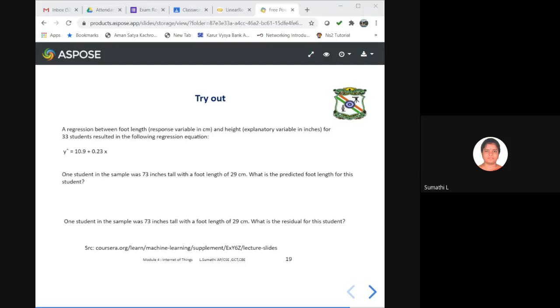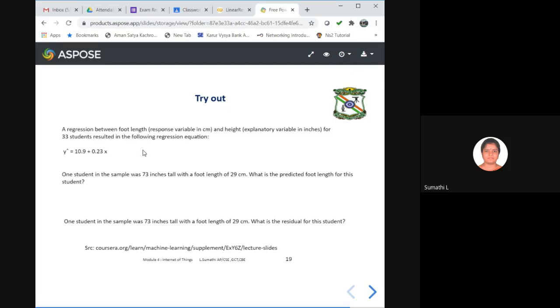So what I have to do is multiply by 0.23. Yes, somebody has posted. Yes, it is 27.69. Right. So the answer was 27.69. As per your regression line, it was 27.69.